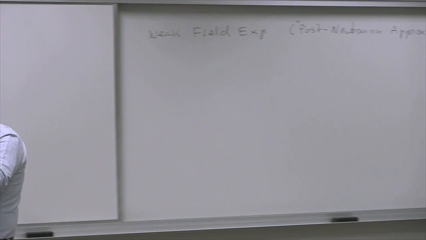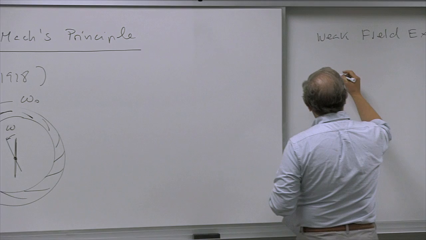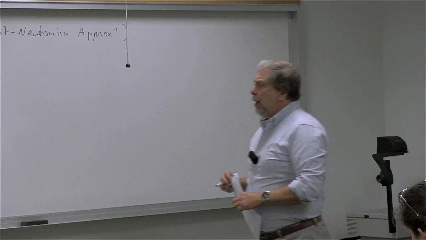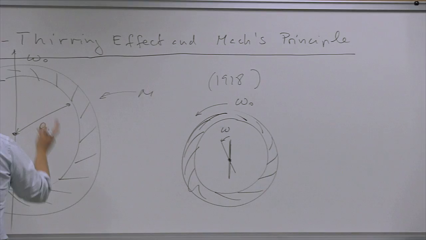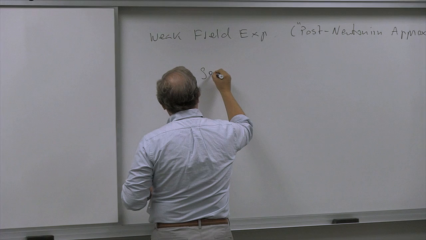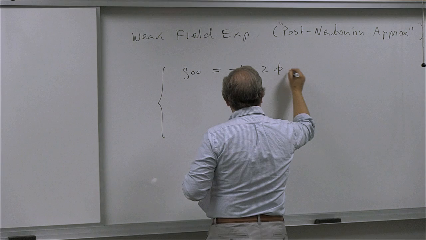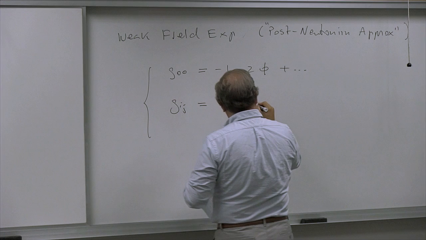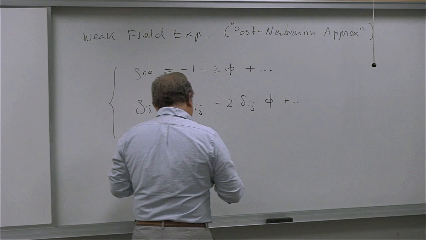That in this weak field or post-Newtonian approximation, one does not just assume that the fields are weak, but one also assumes that the velocities are small, right? And in fact, in this case, we are going to be interested in this sphere rotating at an angular velocity which is fairly low, right? So in this set of approximations, we have that g naught naught is going to be set equal to minus 1 minus 2 phi plus dot, dot, dot. And the gij is equal to delta ij minus 2 delta ij times phi plus dot, dot, dot, and where phi is the Newtonian potential.